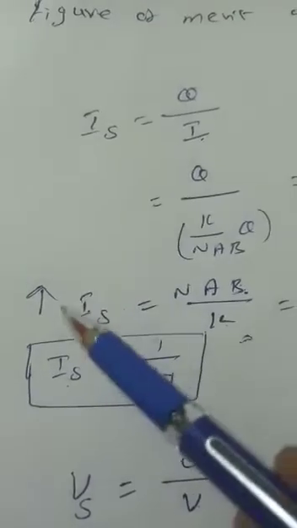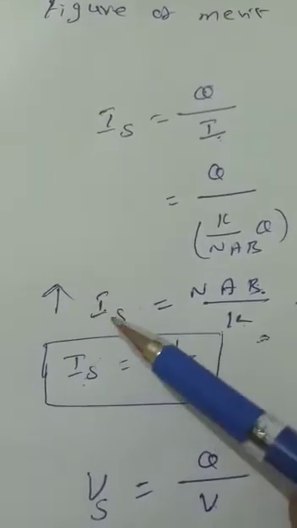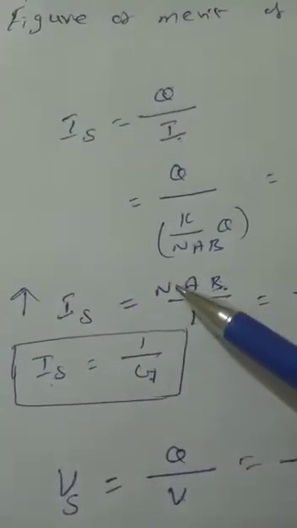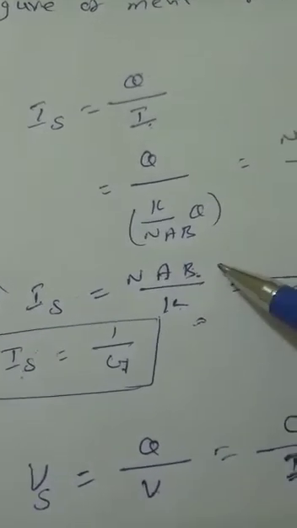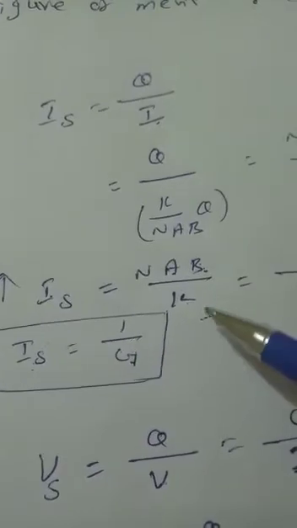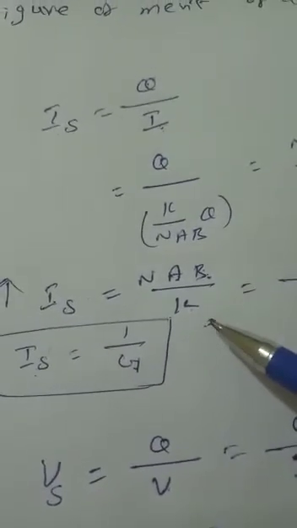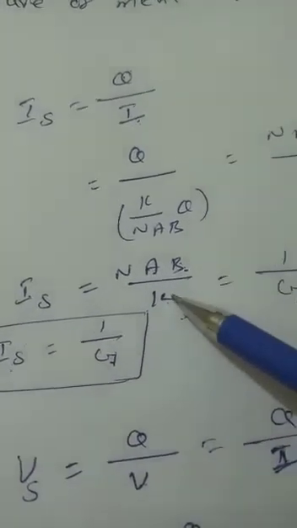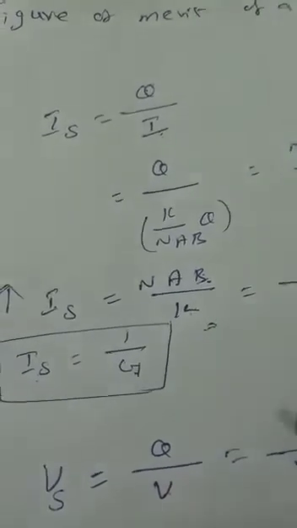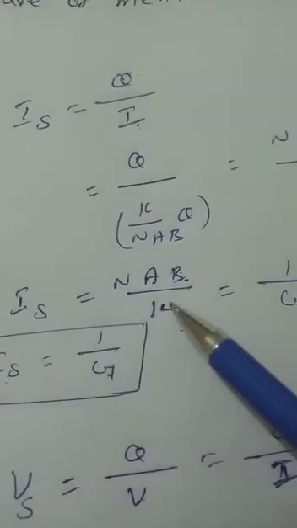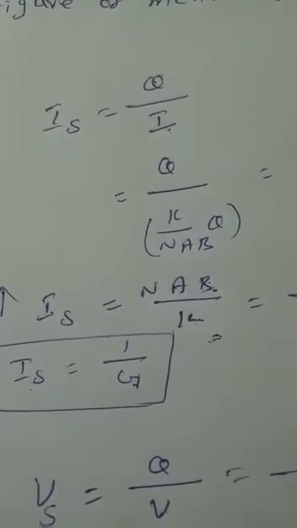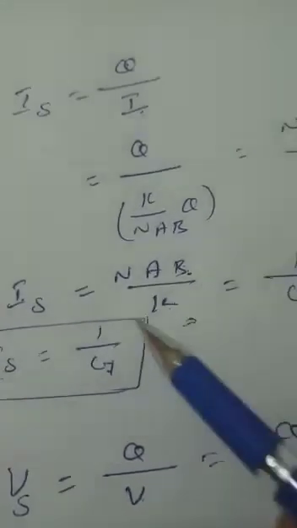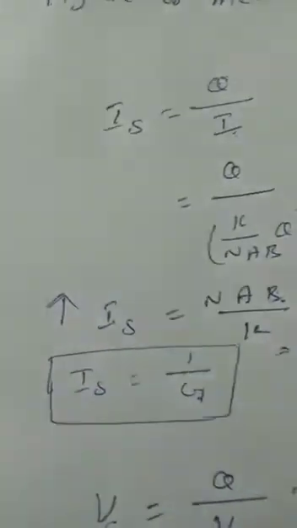Next, how will you increase the current sensitivity of the Gauss meter? By increasing the number of turns, by increasing the area of the coil, by increasing the magnetic induction, and at the same time by decreasing the couple per unit twist of the suspension wire. By this process we can increase the current sensitivity.